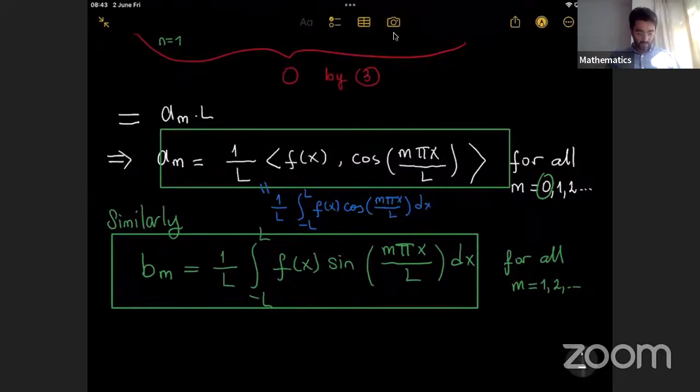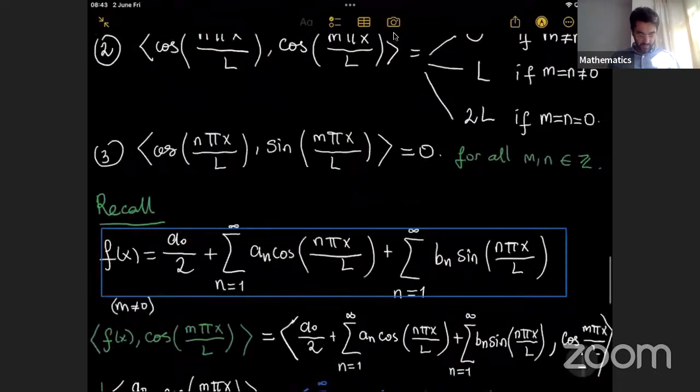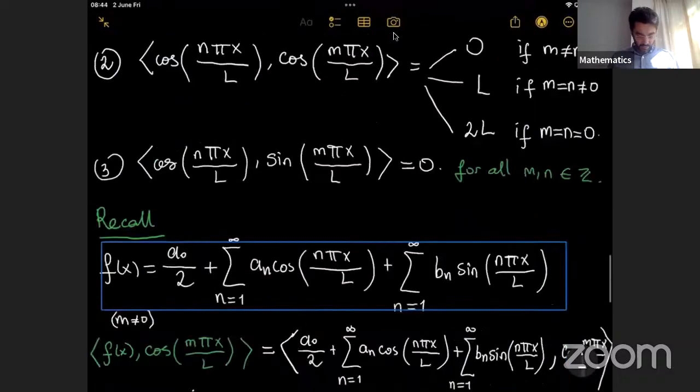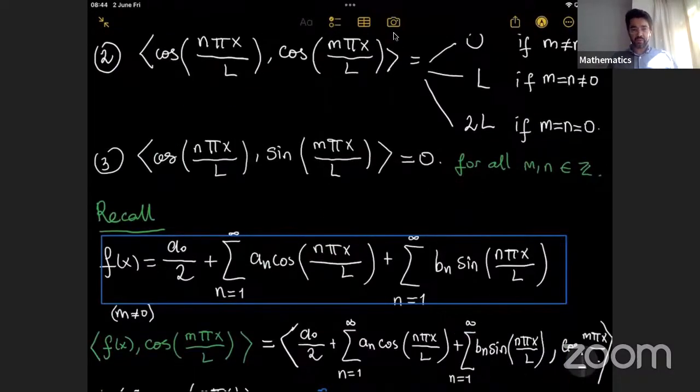Okay. Let me recall what we did last time. Here, this is called the Fourier series of a piecewise continuous function. It's written as a combination of two periodic functions, cosine and sine. Here, it looks like a power series, but instead of x to the n, we have cosine n pi x over L and sine n pi x over L. This is 2L periodic. The period is 2L here.